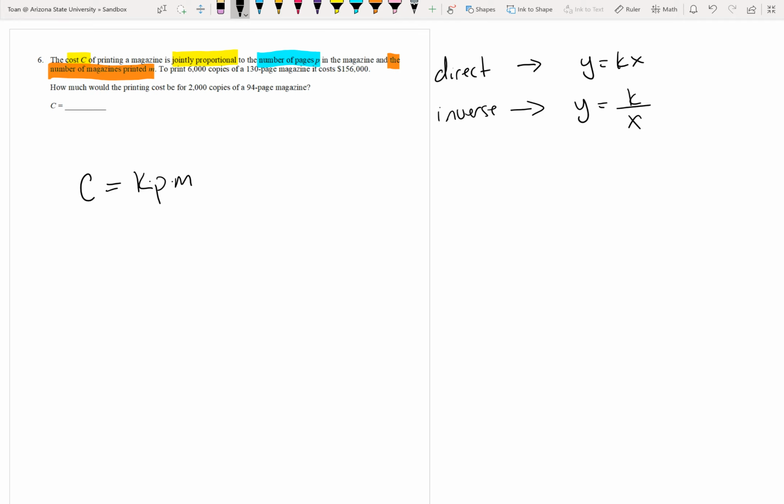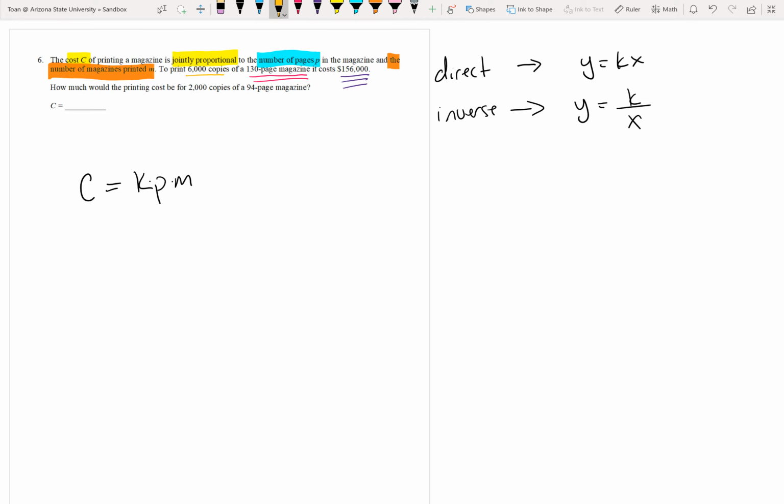Now they give me numerical information. Well, what information do they give me? They give me 6,000 copies of a 130-page magazine, and it costs $156,000. So all you got to do is put the variables in the right spot.